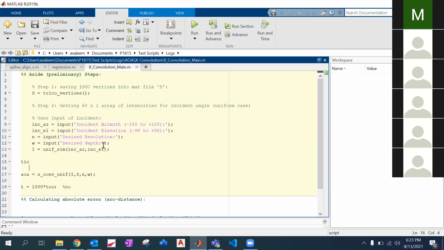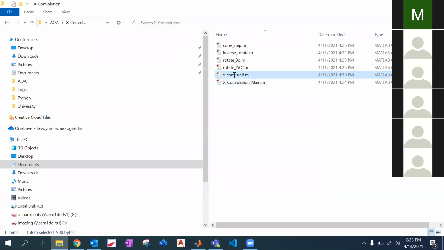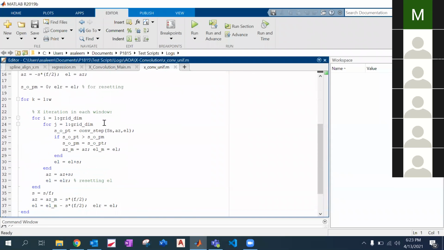So if I open this script right here, this script is basically explaining the process I was just describing. I believe this is the azimuth direction and this is the elevation direction, I might be wrong. And this is the depth, the number of iterations you're going to repeat, scaling the grid.